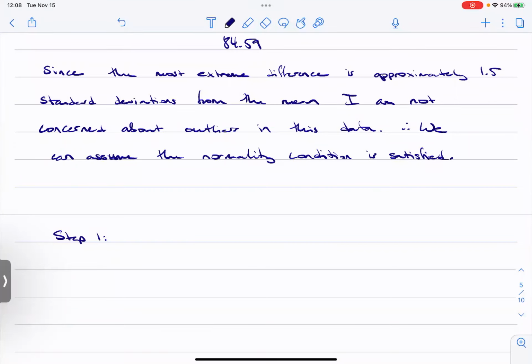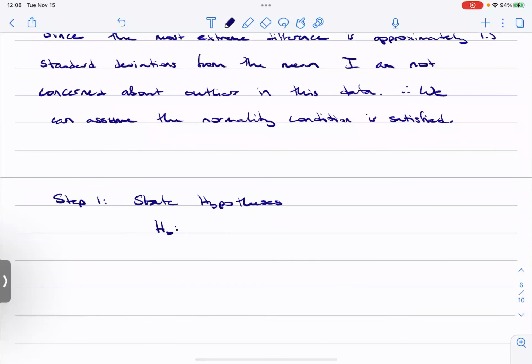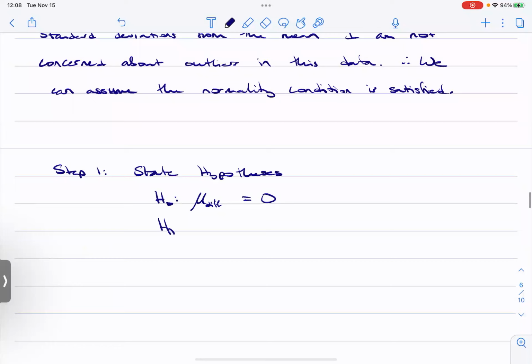Step 1 for this hypothesis test. Now we already did the work for finding our null and alternative hypotheses, so I'm just going to steal that here, but we're going to state the hypotheses. The null hypothesis, once I've established that this is a paired data question, is mu diff equal to 0. And we had to do a little bit of groundwork, but our alternative hypothesis was that mu diff is greater than 0. I'll make a note here that this was done earlier.